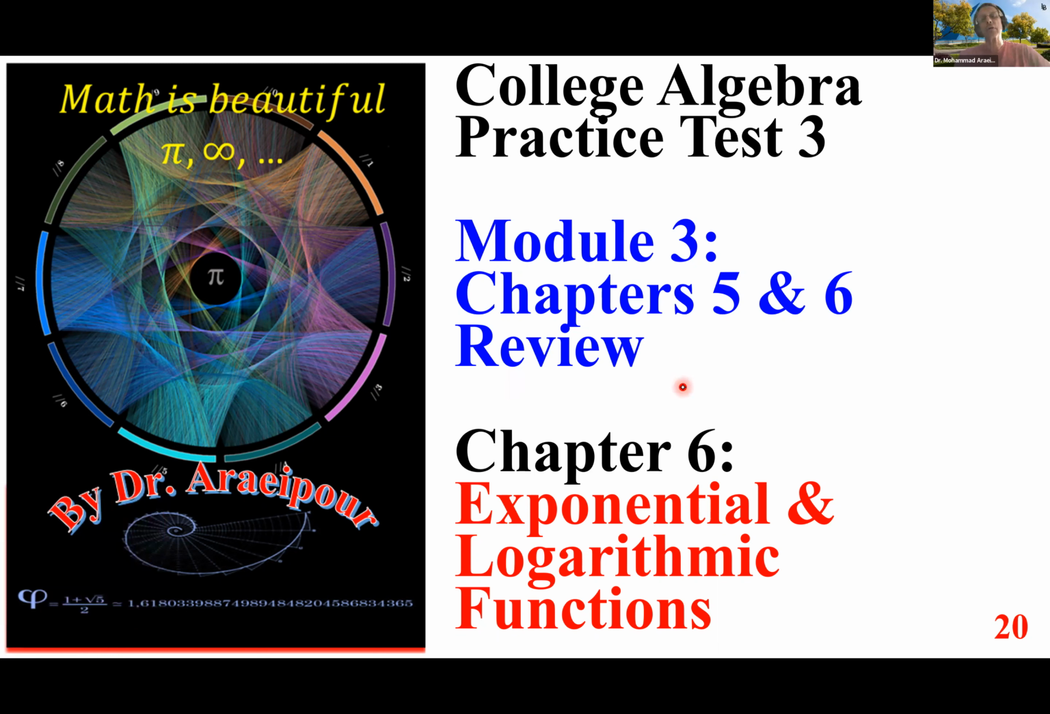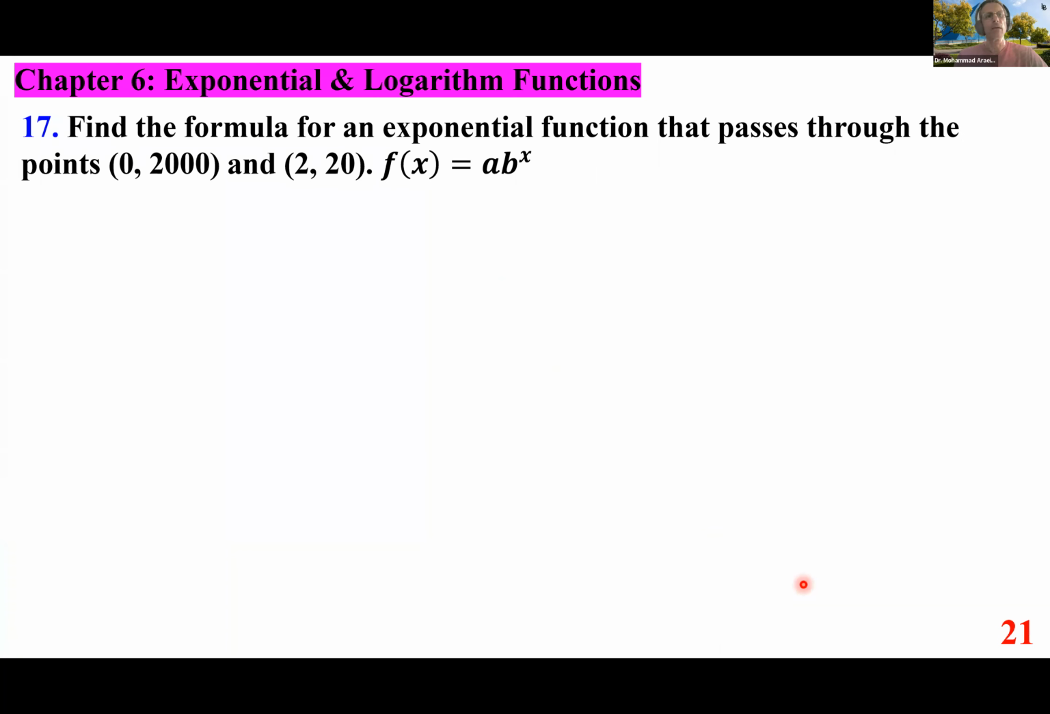Good afternoon, class. We're looking at college algebra practice test number 3, module 3, chapters 5 and 6. And here's chapter 6, exponential and logarithmic functions. We want to find the formula for an exponential function that passes through the pair (0, 2000) and (2, 20), where f(x) is given as a b to the power of x.